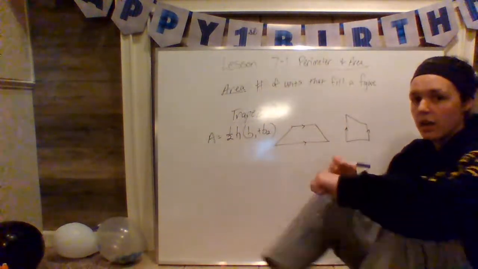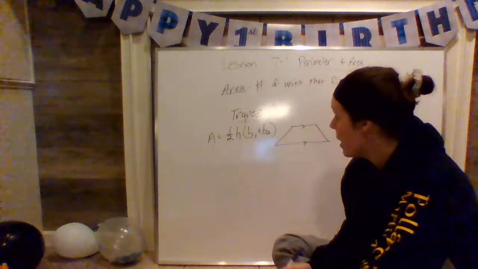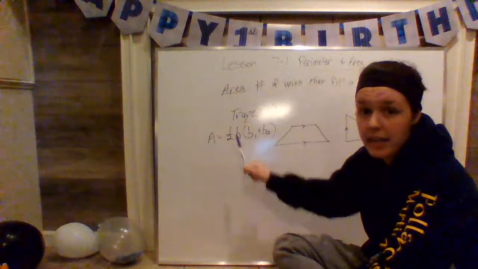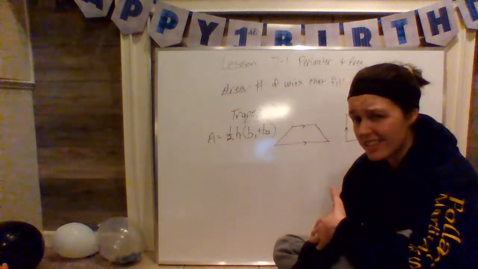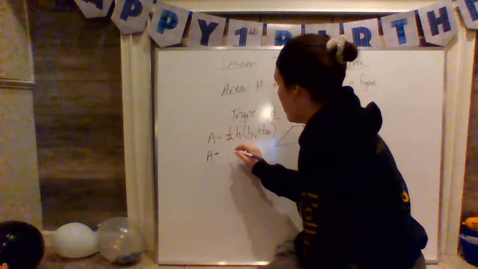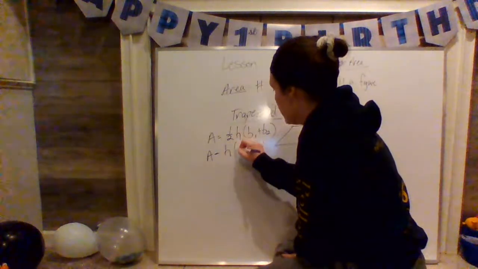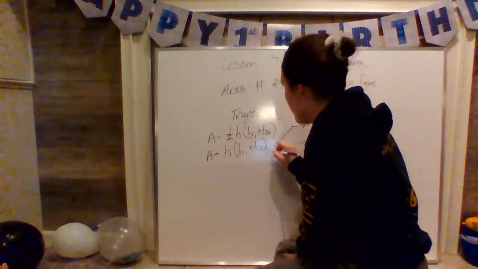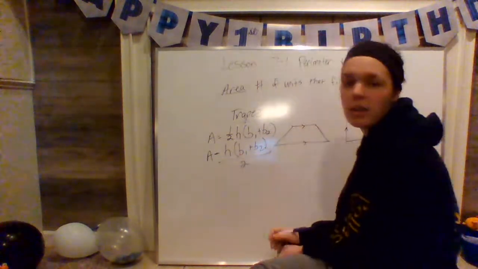Now if you look at that, this follows PEMDAS a little bit. You want to add your 2 bases, times by the height, take half of that. So again, that's a little scary for some of you. So I like to write it as take your height times that by the base 1 plus the base 2, then divide the whole thing by 2.